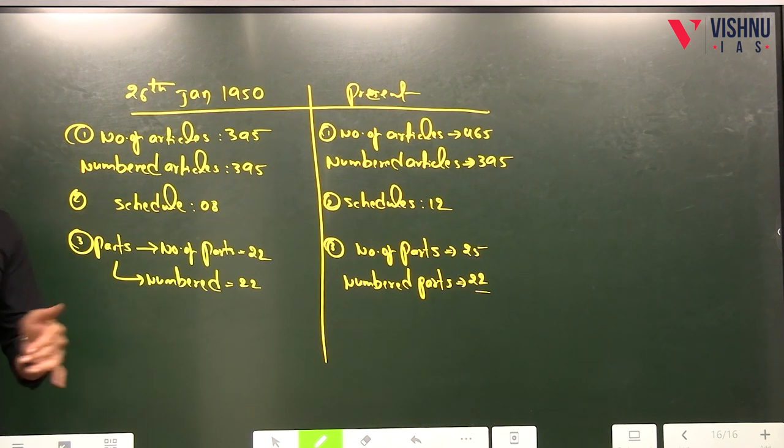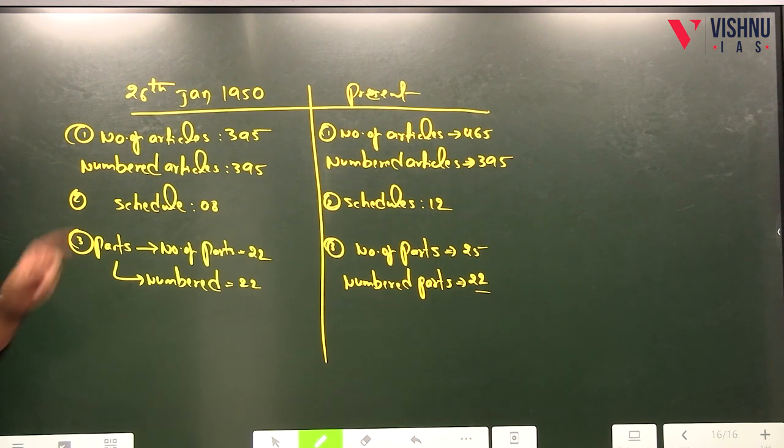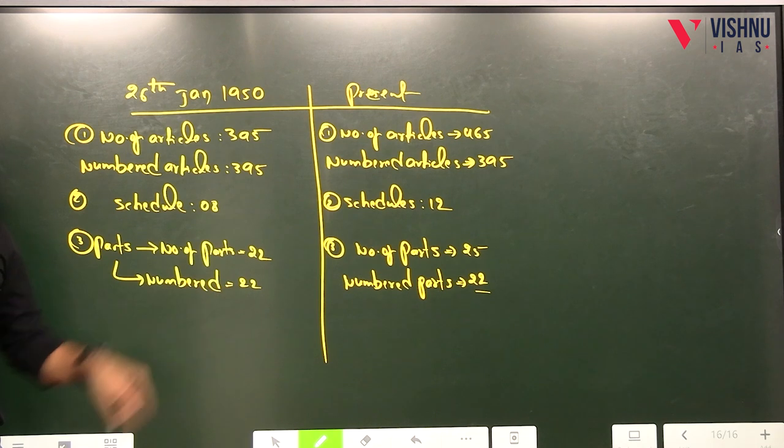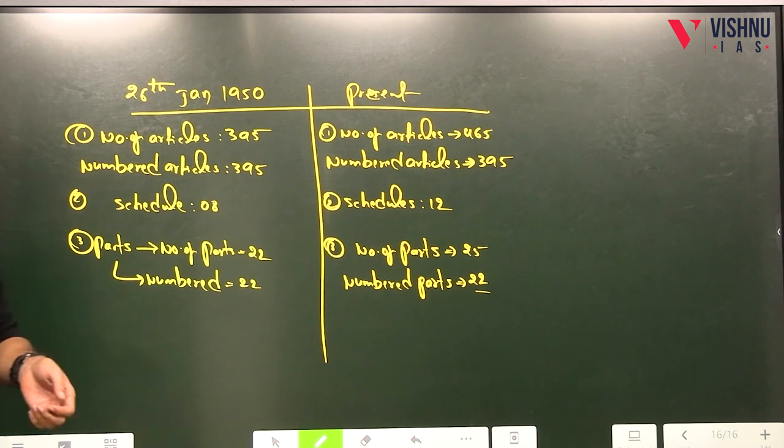You don't find Part 23. What? 9A, 9B. If you count all that, it will come to 25, because Part 9 contains 9A, 9B. 14 also has 14A. So if you count all together, 25. But up to which number will you find? Up to 22 only. We added Tribunals by the 42nd Amendment. You should ask whether they mean number or numbered. If they don't specify, then numbered articles, 395. You should ask whether they are asking for the number of articles or numbered articles.